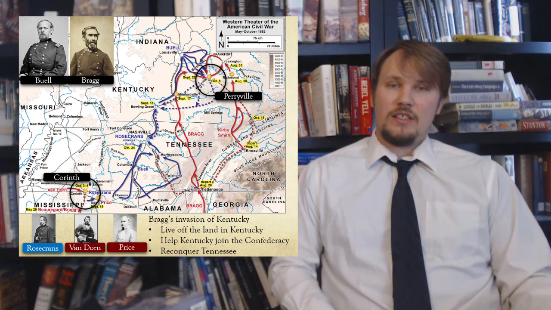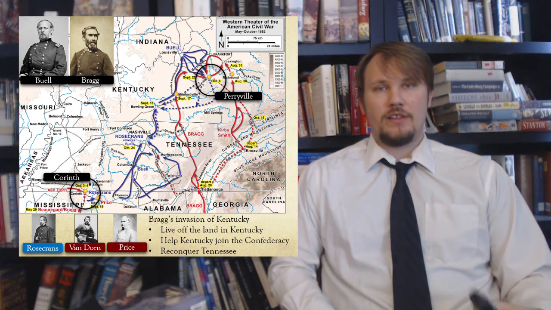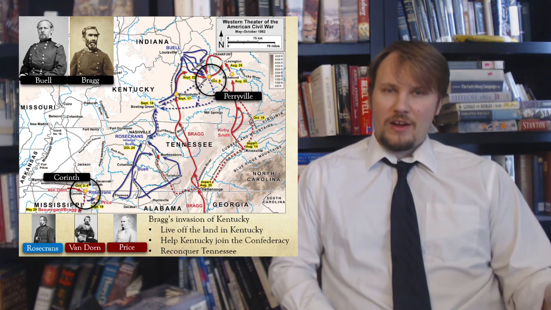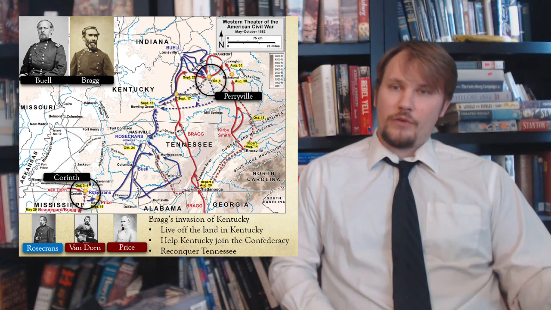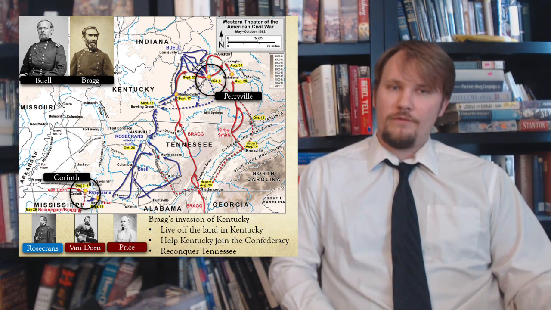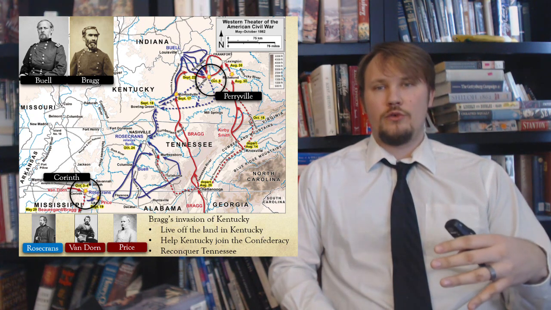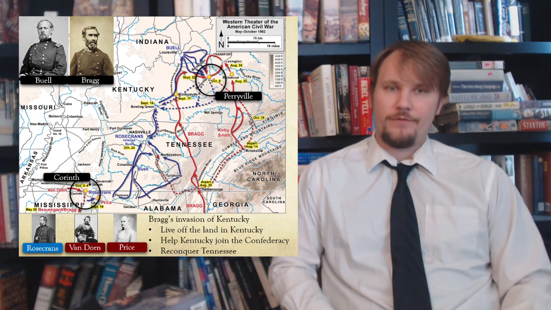When he retreats into Tennessee, however, Buell, the Union commander, does not follow him up and does not try to capture or destroy his army. Another battle had taken place just a few days prior to Perryville. The Battle of Corinth took place on October 3rd and 4th. In this battle, a Confederate force had tried to recapture Nashville, but they were defeated, so Nashville is safe in Union hands.